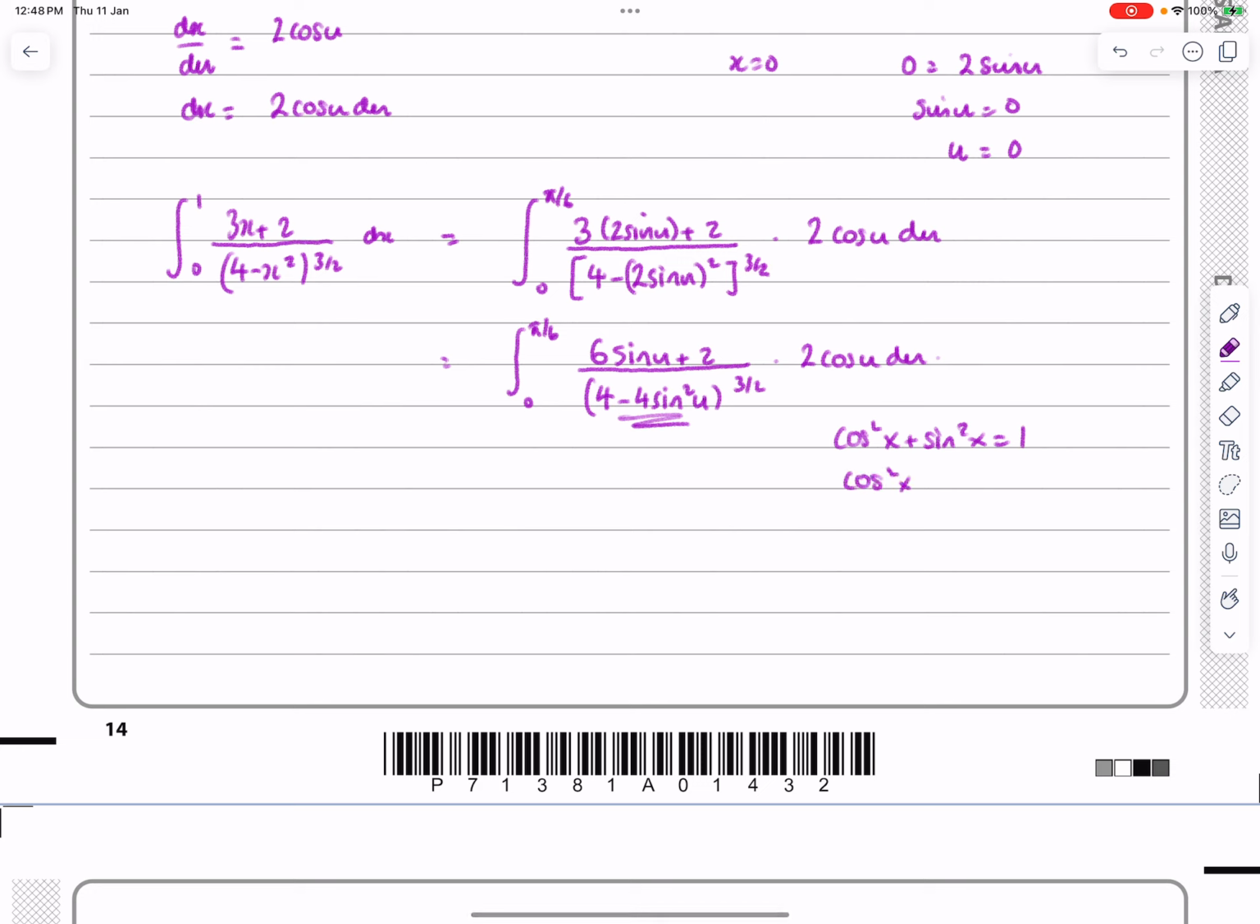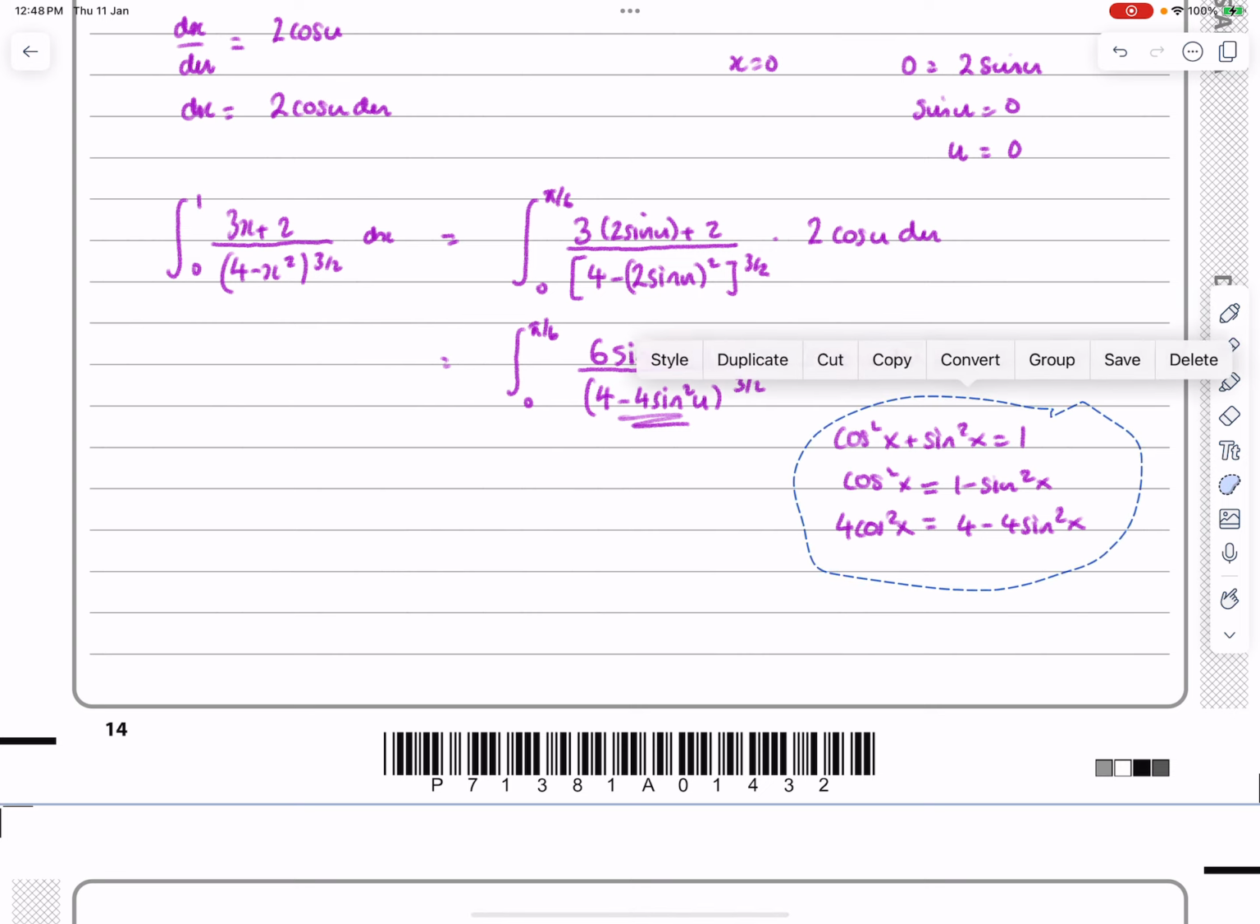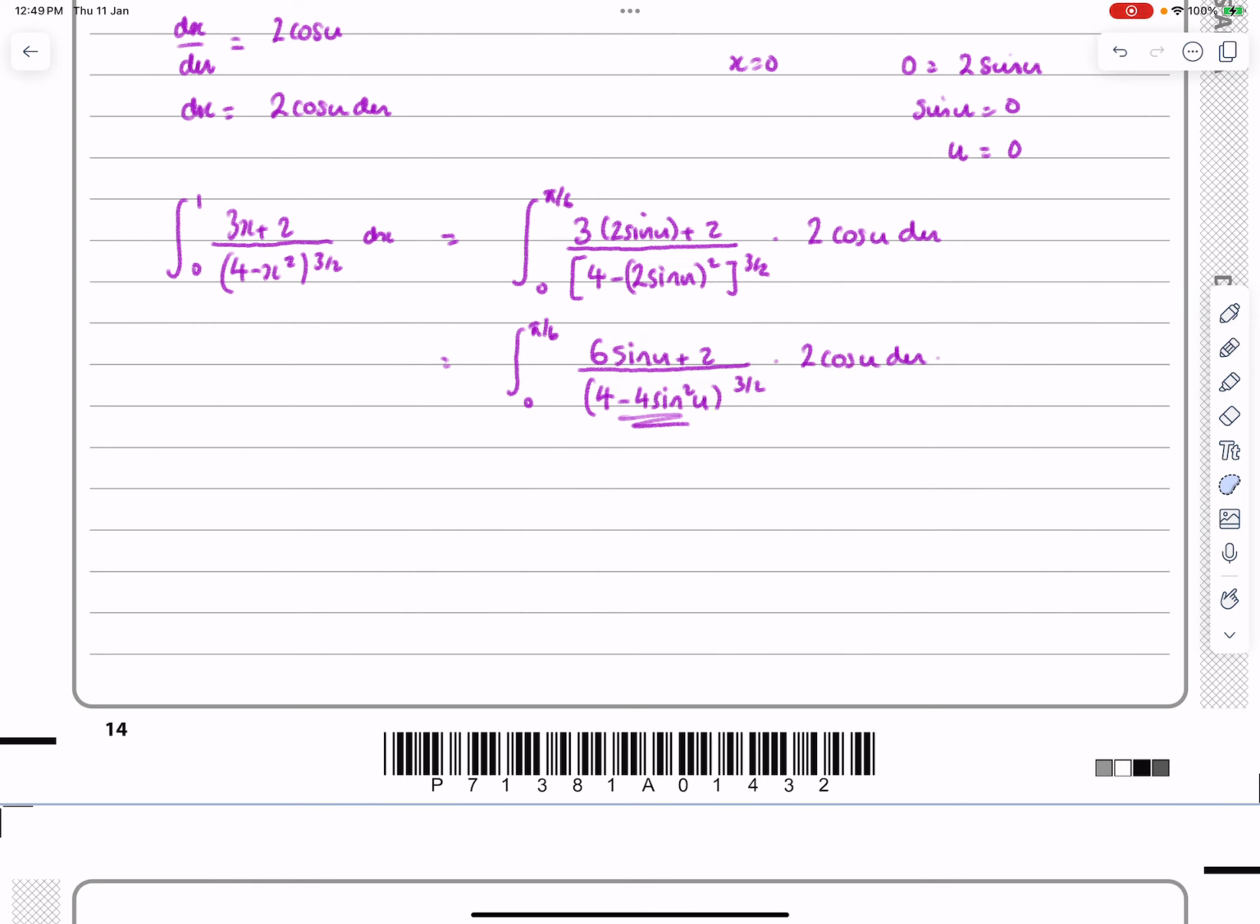So cos squared x is 1 minus sine squared x. So 4 minus 4 sine squared x, multiplied everything by 4 there, is 4 cos squared x. You shouldn't need to do any of that work there that I've just done. I'm showing it to you, but that should be pretty much an automatic substitution in that I'm going to do now.